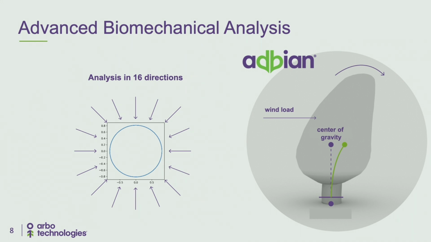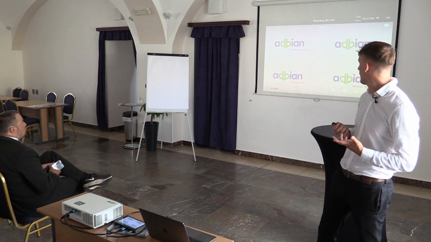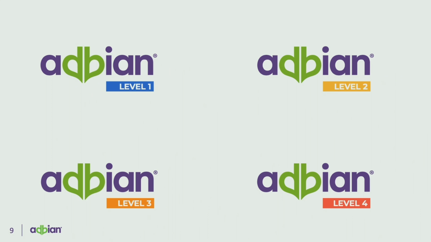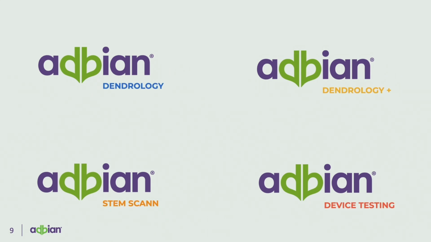And we calculate it from 16 directions with each calculation. There are four levels of Adbian: 1, 2, 3, 4, or we sometimes call them by the names they are connected with. So it's dendrology, dendrology plus, stem scan, and device testing.